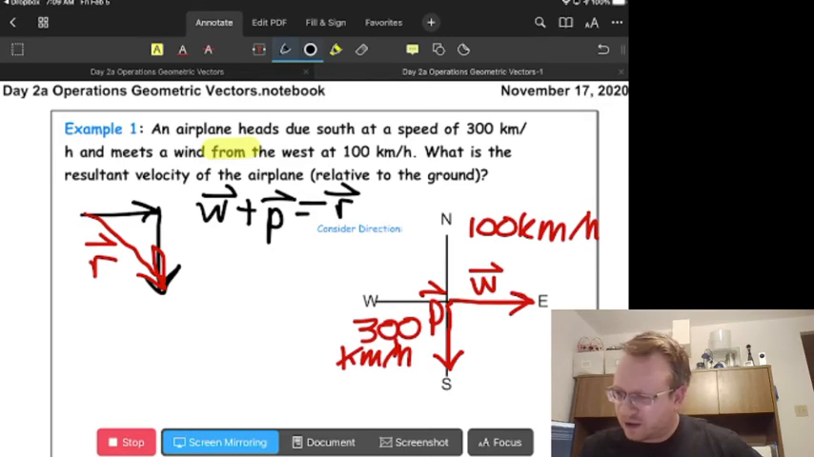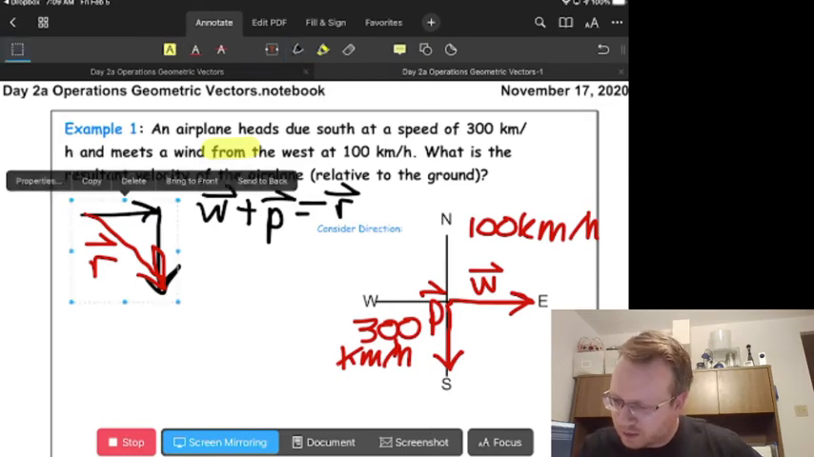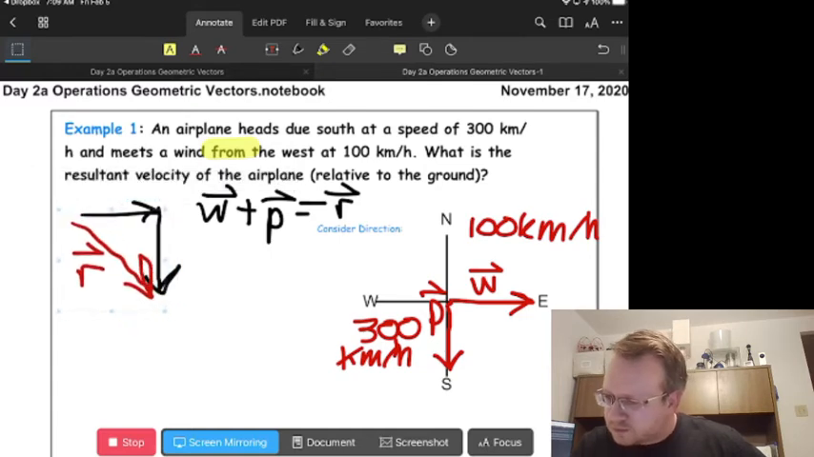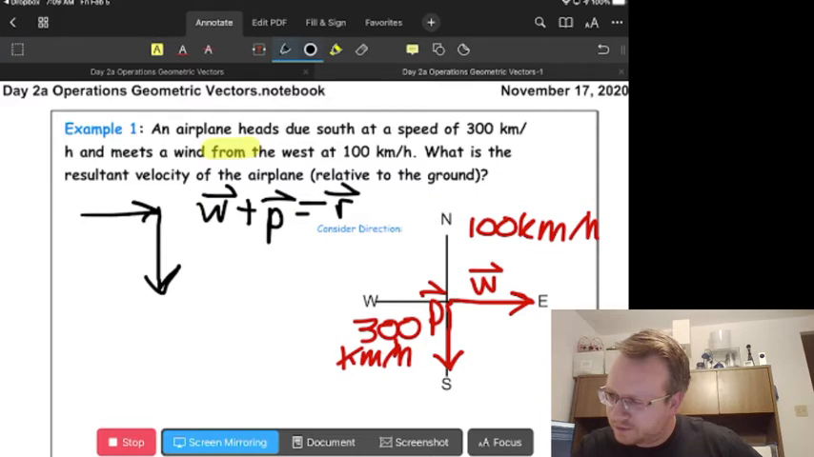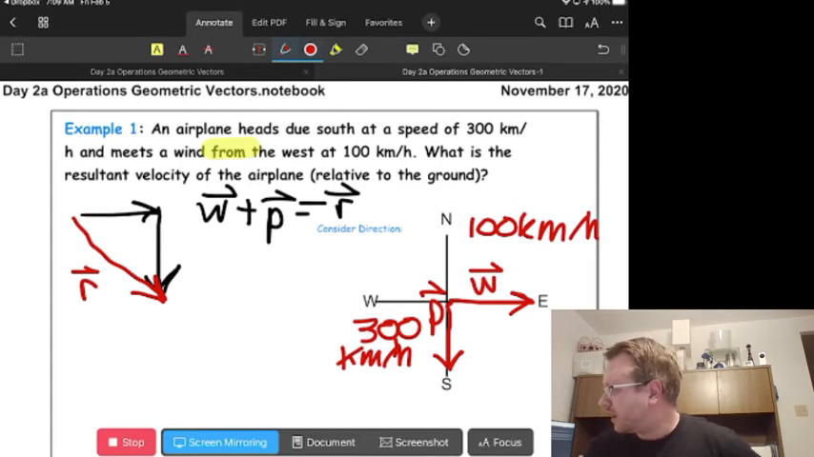Now let's label it. See if I can tidy this up a little bit. I'll just redraw that a little more neatly. All right, it's still starting at the start and ending at the end. It's just a little sloppy. All right, we have a triangle.